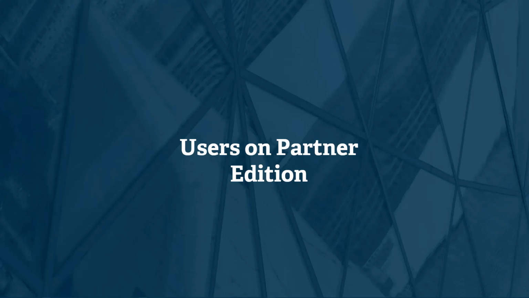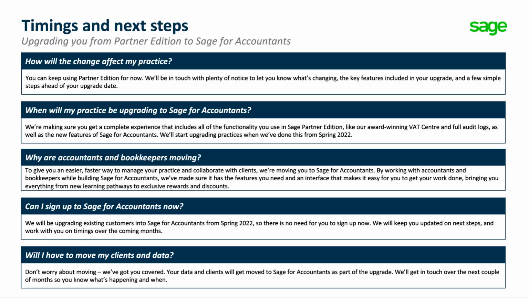Now we can take a look at what will happen to our existing users on Partner Edition. Currently, not all features that are used in Partner Edition are live in Sage for Accountants, for example, the VAT Centre. You'll be scheduled for upgrade once the features you use in Partner Edition today are available in Sage for Accountants, which will be from spring 2022. We'll work with you to ensure you have all the information you need and keep you updated with timings and next steps via email. There's no need for you to sign up for Sage for Accountants just yet, as we will work with you ahead of this date to ensure you have everything you need.